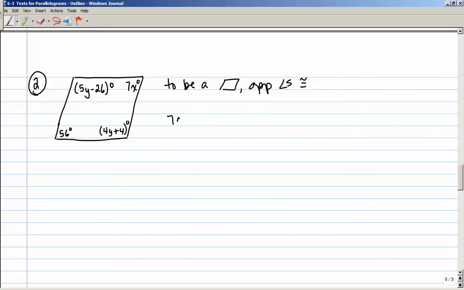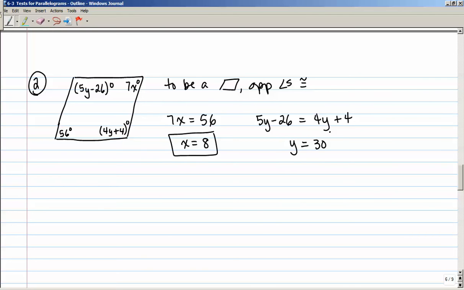So 7x has to equal 56, or x is 8, and 5y minus 26 has to equal 4y plus 4, and y has to equal 30. So in order for this to be a parallelogram, opposite angles have to be congruent, and that is true when x equals 8 and y equals 30.